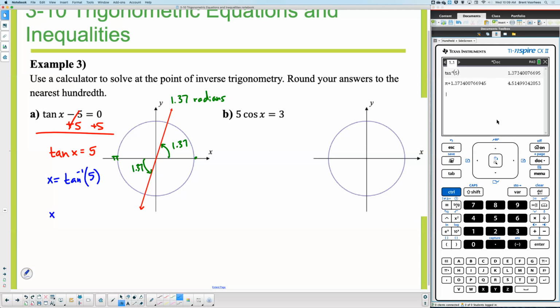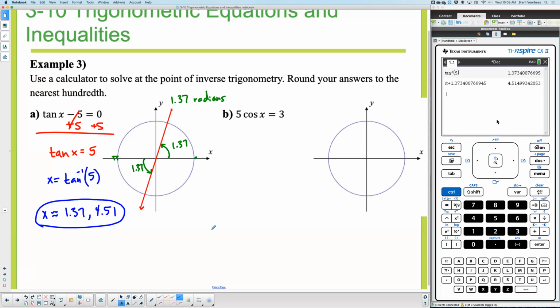So the two answers we have here are 1.37, and let me do rounded, the approximately symbol is an equal sign with a squiggly, and then 4.51. Those would be our two answers here. Now, how did I get those two answers? Again, they're pi units apart. A straight line is pi. So you just add pi to the previous answer to get the second.